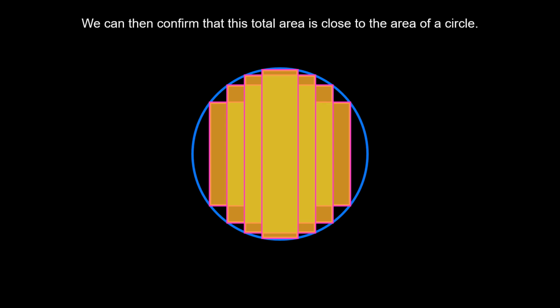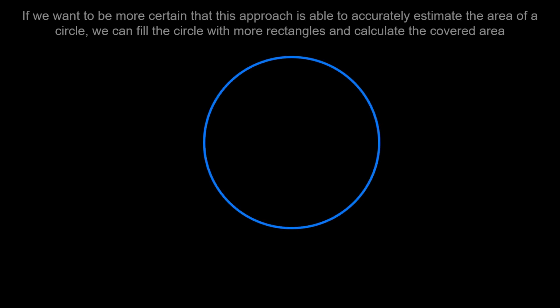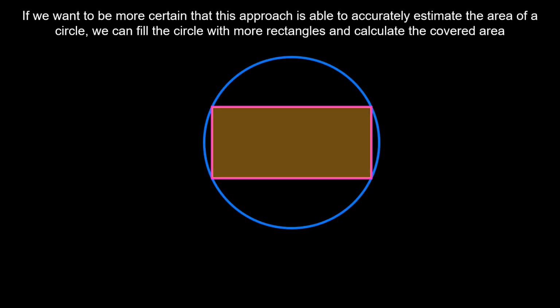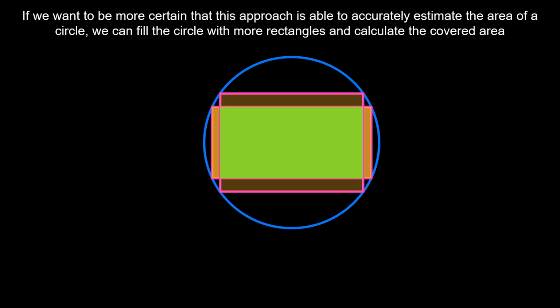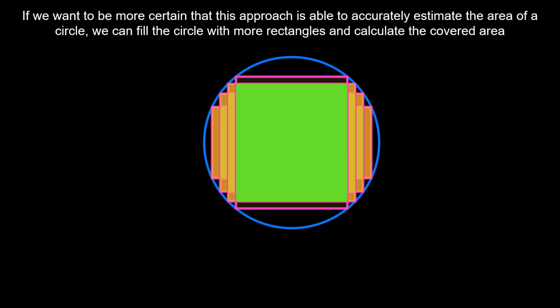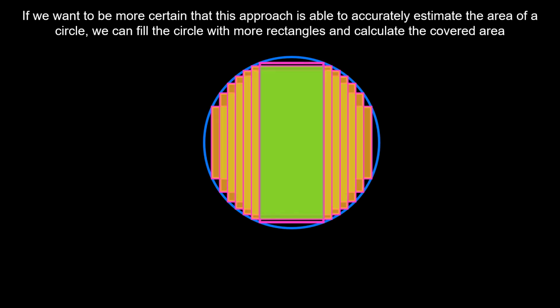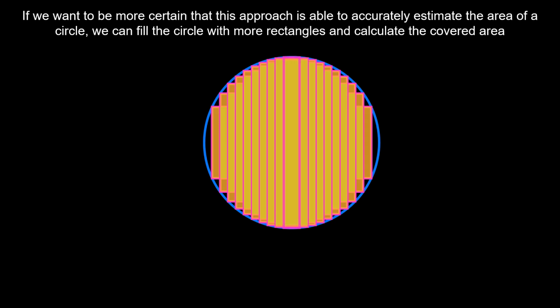We can then confirm that this total area is close to the area of a circle. If we want to be more certain that this approach is able to accurately estimate the area of a circle, we can fill the circle with more rectangles and calculate the covered area.